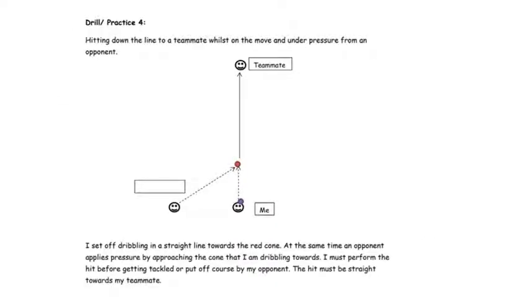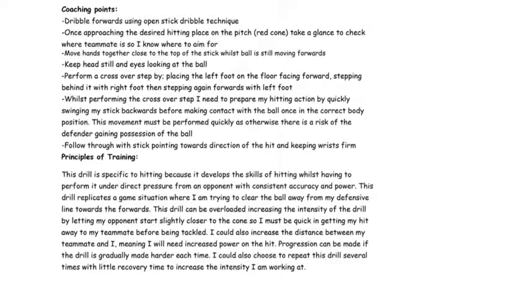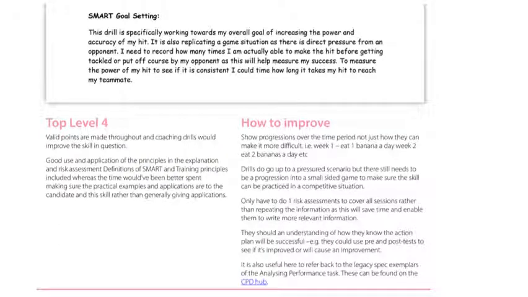Drill 4 is using other teammates. She's explaining the drill. Okay, you can see the picture she's using to help it easier to identify. Our risk assessment. We then have our coaching points, our principles of training, our SMART goal. Okay, now you can see here that work I think is very, very good, and it shows that it's a top level 4.